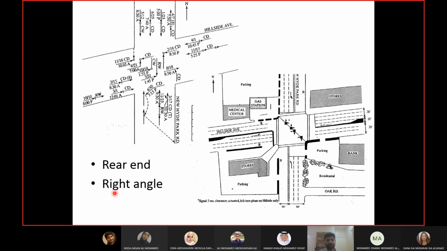Then the other type of common accidents are right angle accidents. Now, why do right angle accidents happen? Right angle accidents happen because there's a driver already in the intersection and some other driver has the green at that time. Okay, this is why right angle accidents happen.